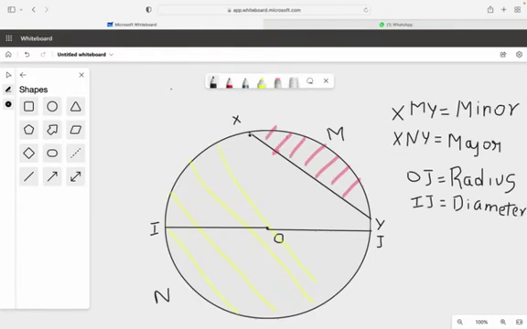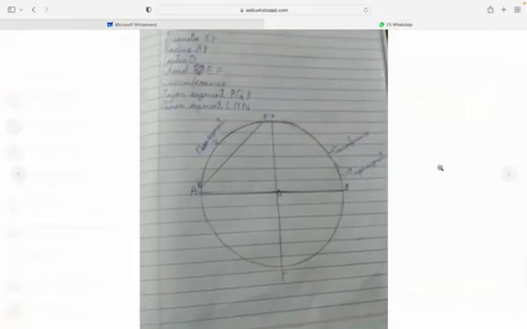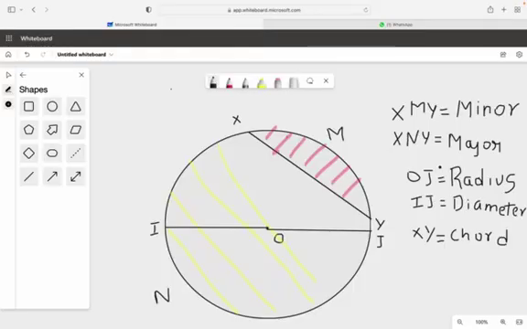Oh, we forgot to mention this one. XY is a chord. XY is a chord. What else? Yeah, so that's about it.